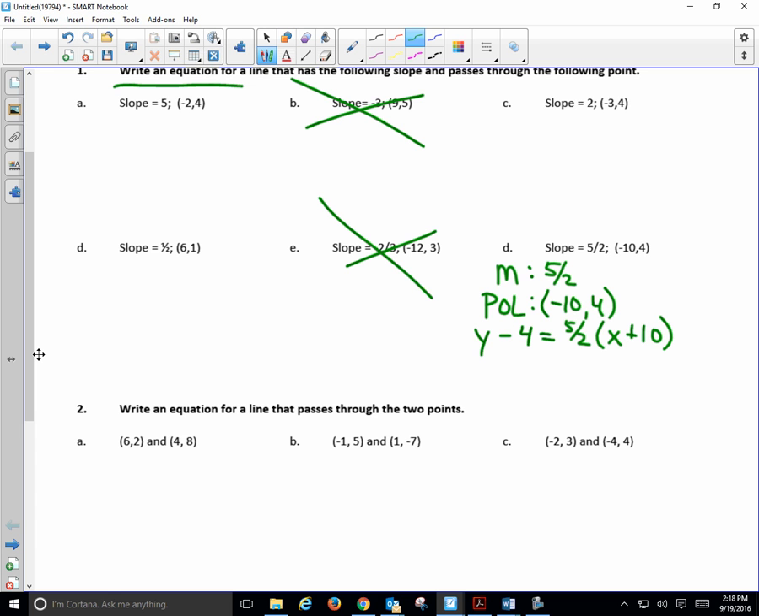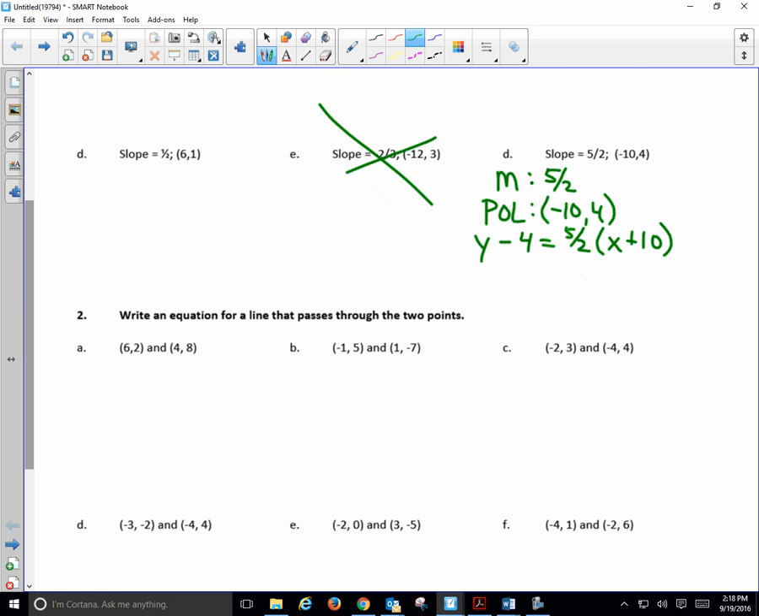Stop me right now if anybody has a question how I came up with that. Okay, let's distribute the 5 halves. Y minus 4 equals 5 over 2x. I take 5 halves times 10. Means I can take 5 times 10, which is divided by 2, which is 25. So you just multiply by the top part of the fraction, you divide by the bottom part of the fraction. That's what it means to be a fraction. Now I add the 4. Y equals 5 over 2x plus 29.